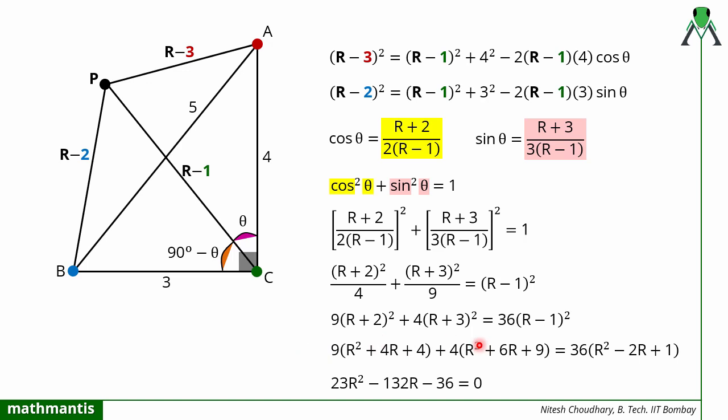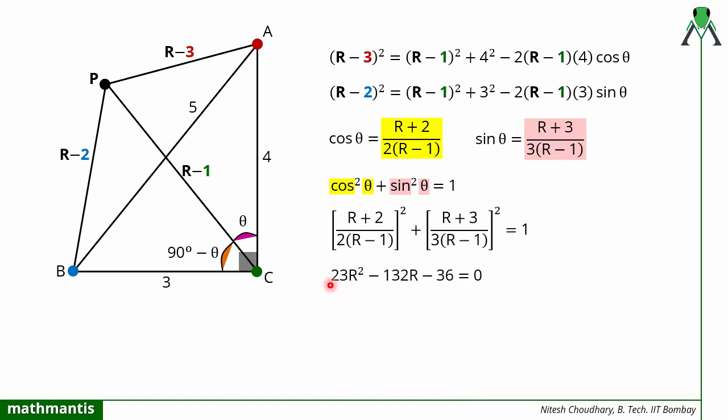Combine r square, r and constant terms, it will change to 23r square minus 132r minus 36 equal to 0. Now this is a quadratic expression in r. I can solve it using the quadratic formula, or I can split the middle term. Splitting the middle term is very easy in this case, because minus 138r plus 6r can be split. What is minus 138? 23 multiplied by 6. So 6 multiplied by 23 is minus 138 and the remaining 6 I have written here. So the sum is minus 132, and the product is 23 multiplied by minus 36.